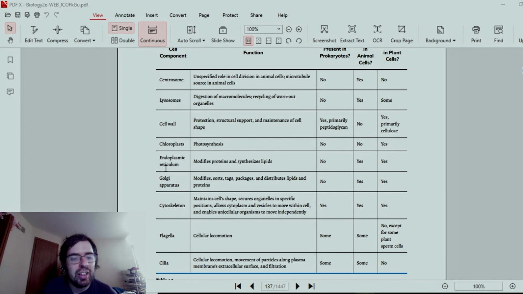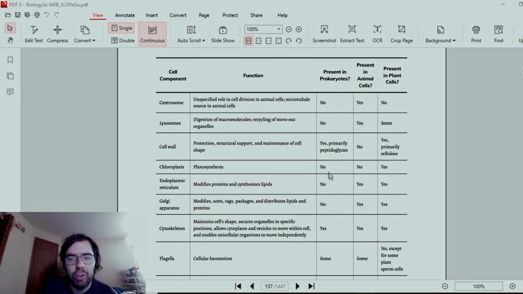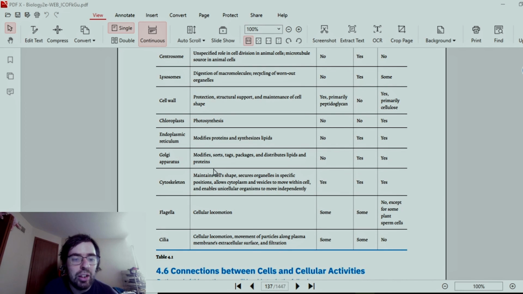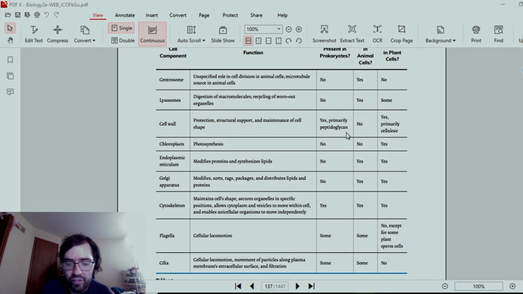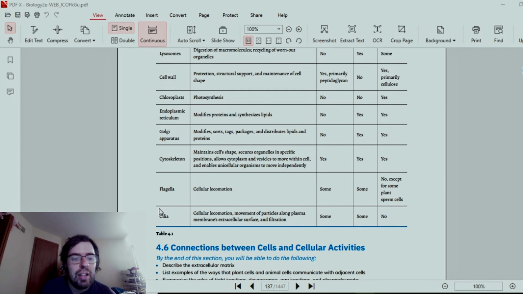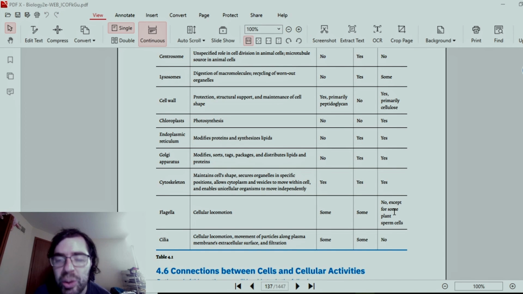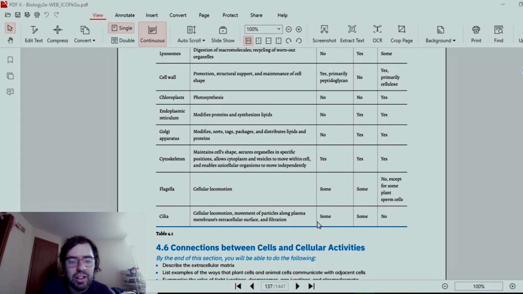The endoplasmic reticulum, or the ER, if you remember that. There's the smooth and the rough. Both plant and animal cells do, but prokaryotes do not. The Golgi apparatus, same thing here. Plants and animals do, prokaryotes do not, because prokaryotes do not have organelles. The cytoskeleton, all three do. We were just discussing that. The flagella, some. The only ones that don't are plant sperm cells, which is pollen, or at least inside the pollen. And cilia, some animal cells and prokaryotes do, but not plant cells.